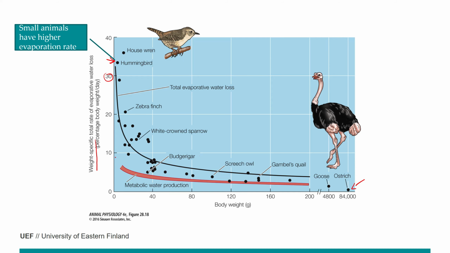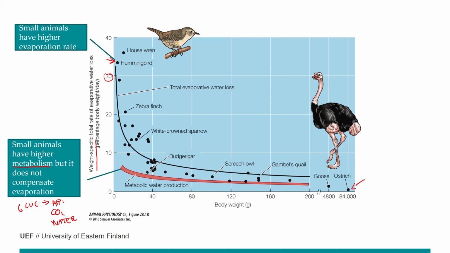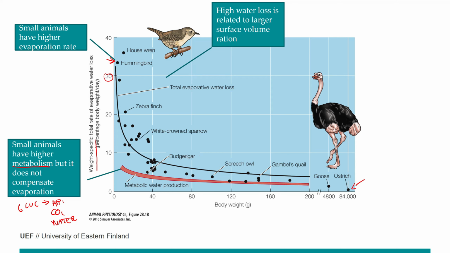And what is the large difference between these two birds is that the small birds, they have much more surface to compare the volume. And that is the key for why these small animals, they are losing a lot of water to compare the large animals.